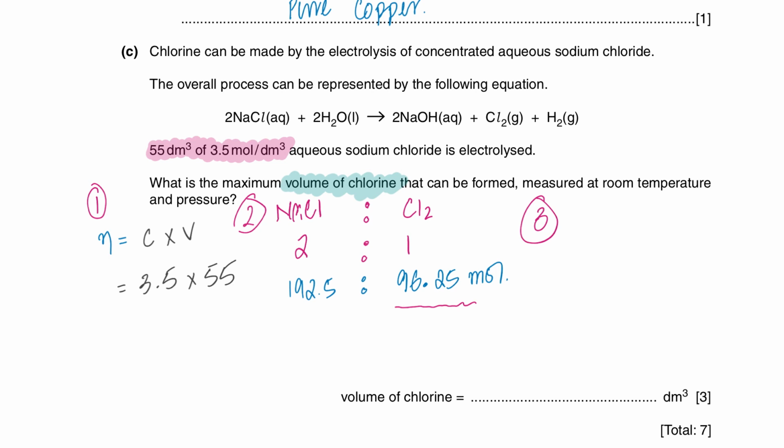Because any volume of gas will be the moles of the gas times 24 decimeter cube. The moles are 96.25, and you'll end up producing 2,310 decimeter cube. 2310.